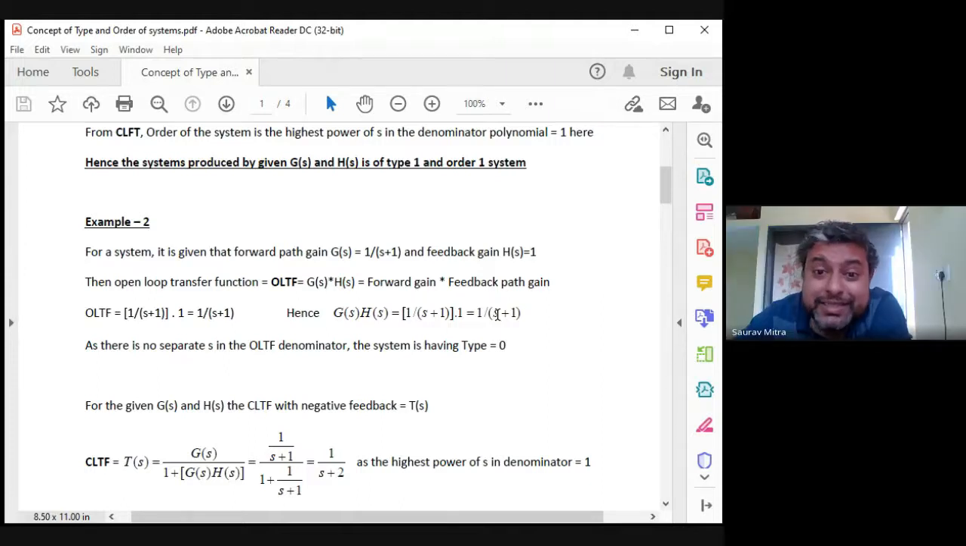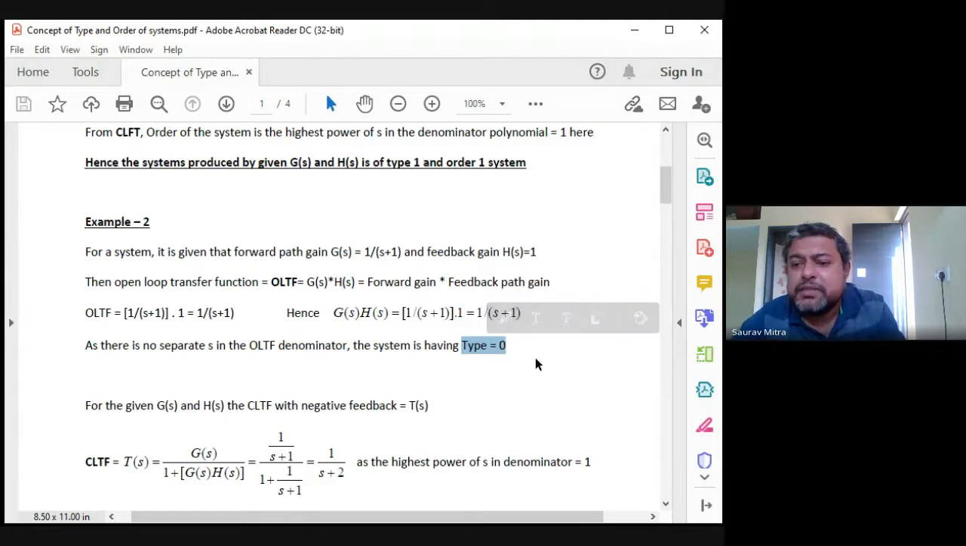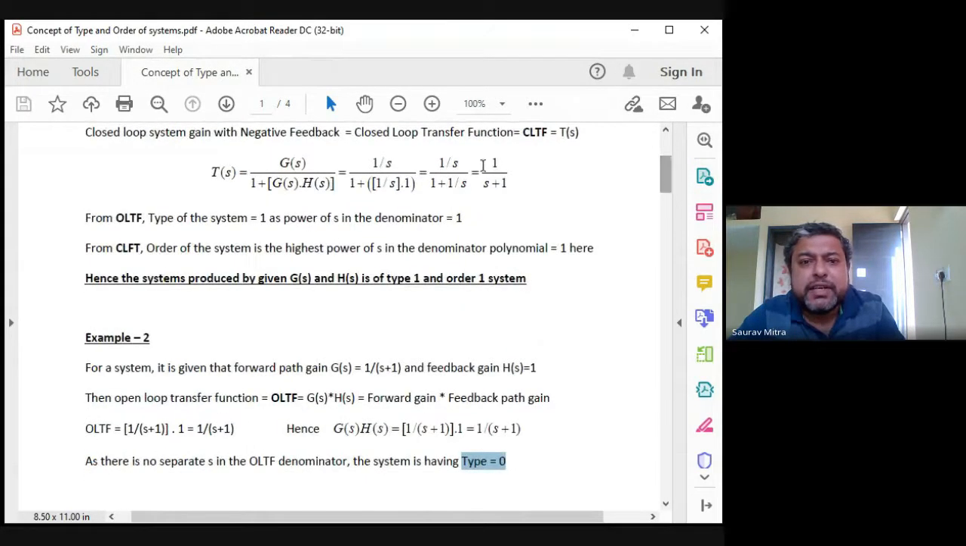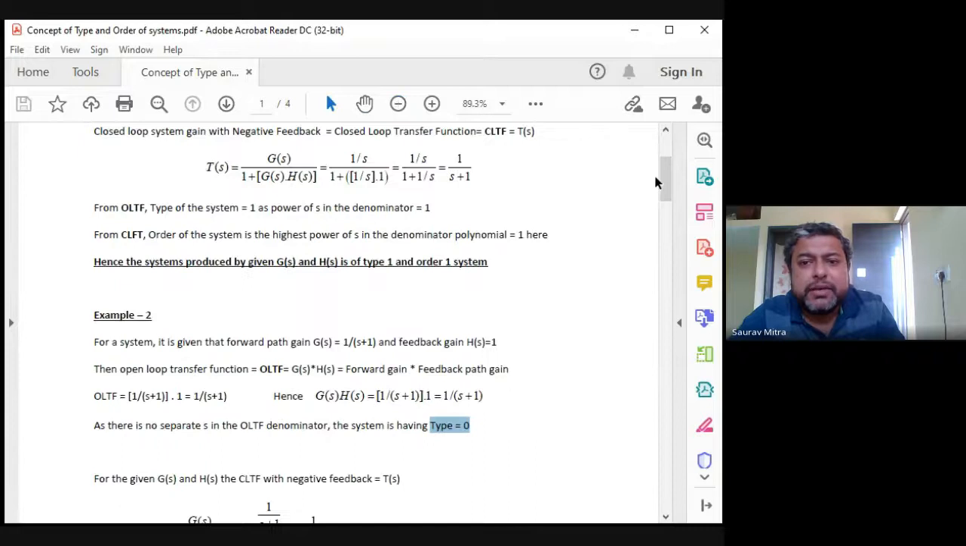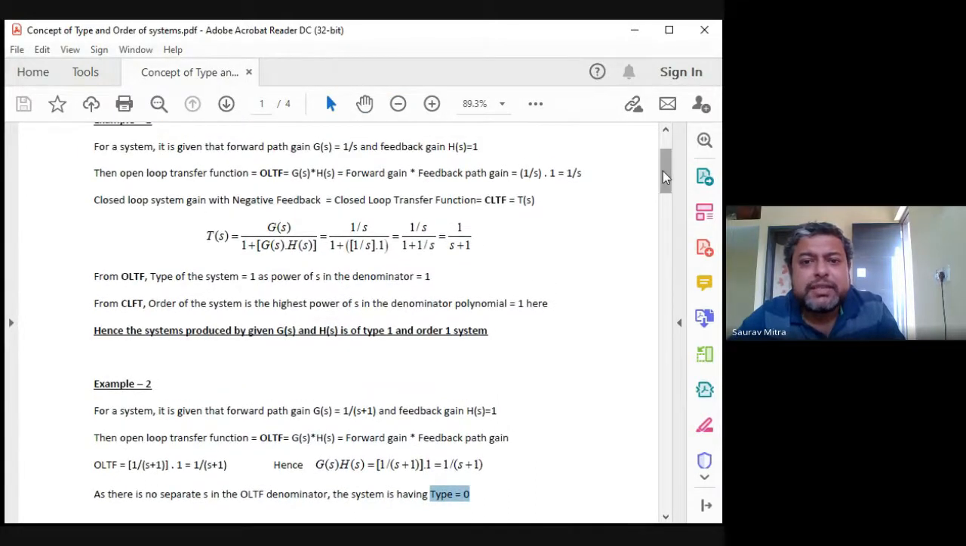Okay. So what is going to be the type of the system? Is there any pole or is there any S at the denominator? Not just S, S plus 1, S plus 2. Is there any lone S at the denominator? No. So what is the type of the system written here? 0. Did you understand now? Can you just compare the first numerical and the second numerical? Why is the first numerical having type 1 and why is the second numerical having type 0? Is it understandable now?